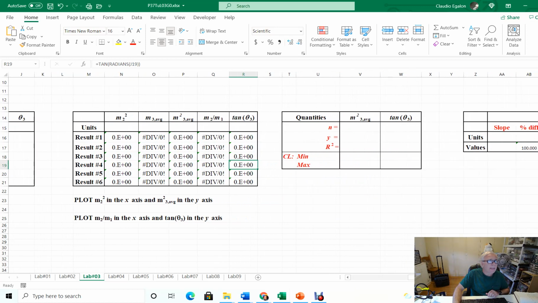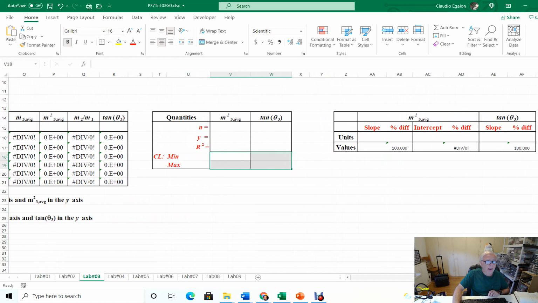You are going to get an equation. You're going to get a trend line with the regression equation and the R square. Just count how many data points you have here for your graph. You log it in here for both graphs. You go ahead, put your regression equation and your R square for each of those graphs, and then you can get the confidence level, minimum and maximum.